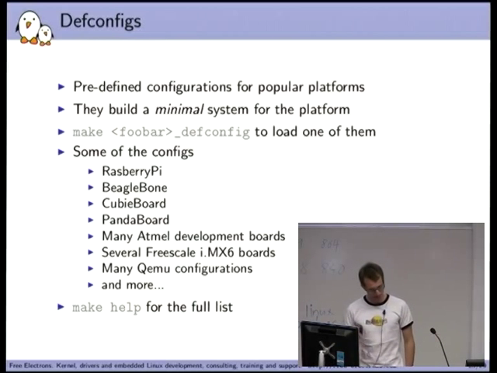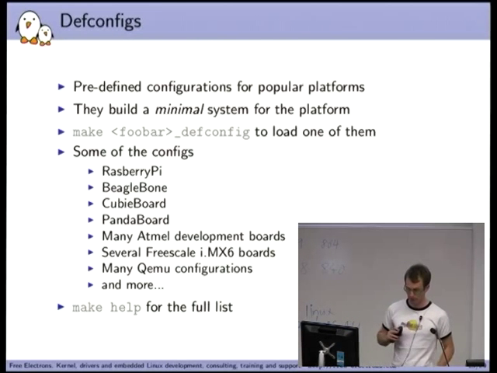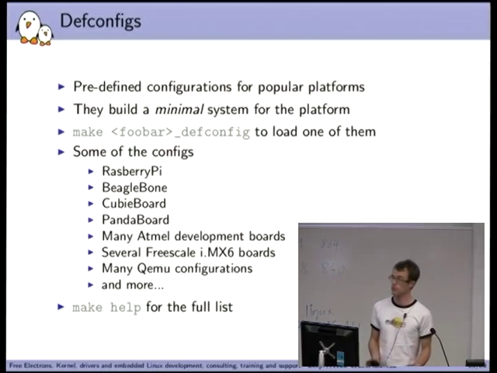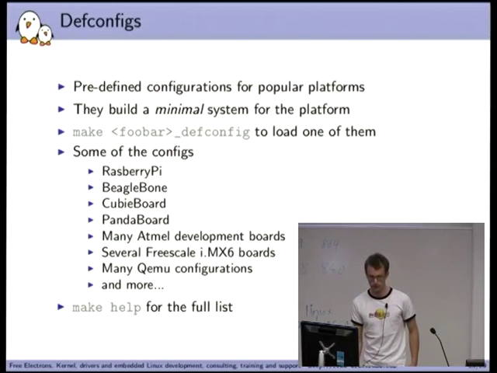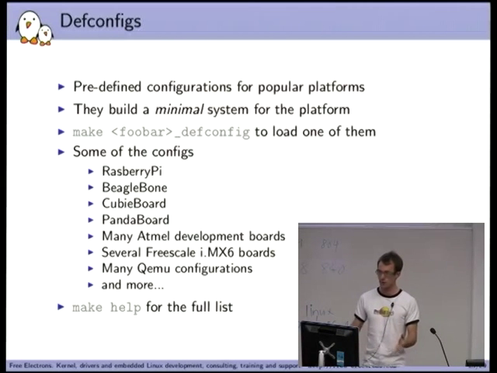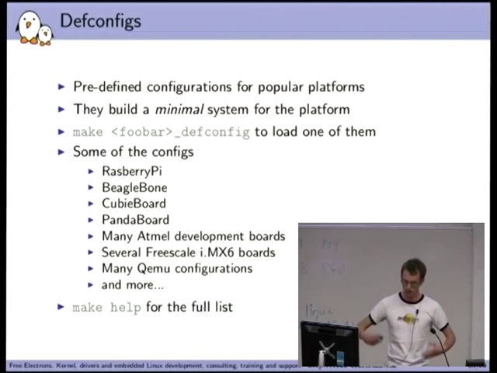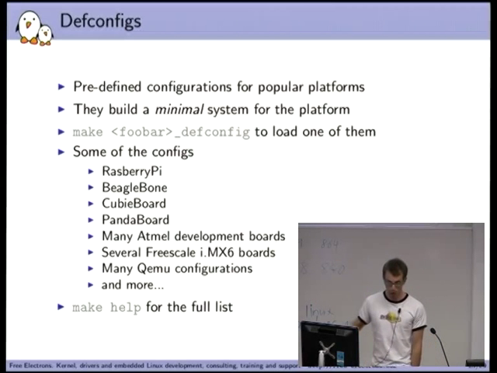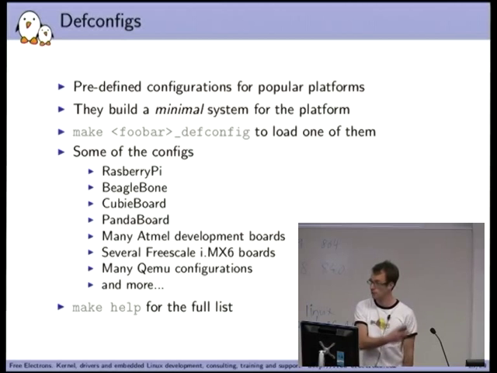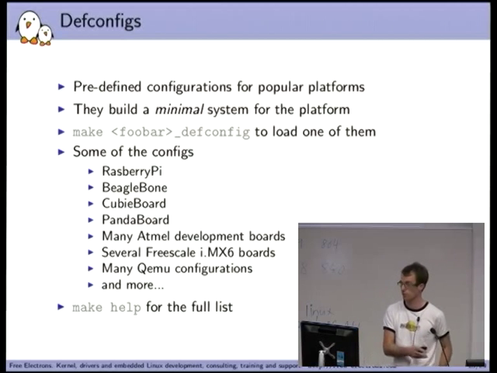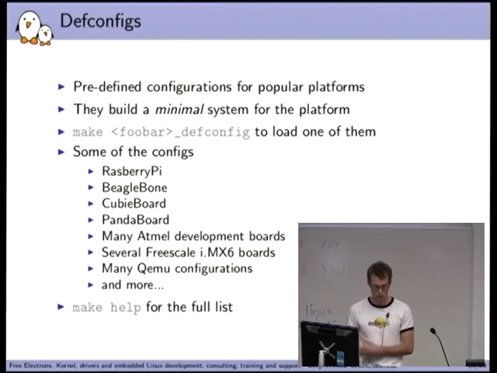And it builds the most minimal system possible, like the 2 megs root file system I was explaining before. It is just the C library and BusyBox, and that's it. Then on top of that, you can add more packages depending on what you want to do with your system. Some people will use their Raspberry Pi to do a media center. Some other people will do it to maybe monitor the temperature in their house. So the set of packages will depend from one usage to the other.